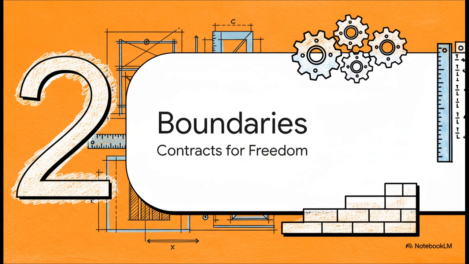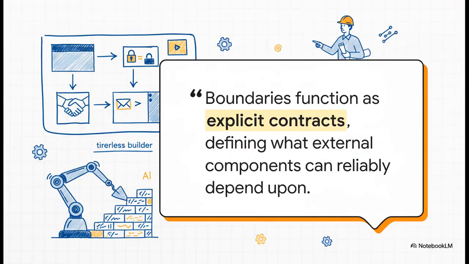And that idea of a clean wall, well, that takes us right to our next big concept, which builds right on top of abstraction, and that's boundaries. If abstractions simplify things, boundaries create stable, predictable agreements inside your software. You know, this quote from the source material just nails it. It says, "Boundaries function as explicit contracts. They meticulously define what external components can reliably depend upon." The key word there is contract. This isn't just a suggestion. It's a formal agreement between the different parts of your system.